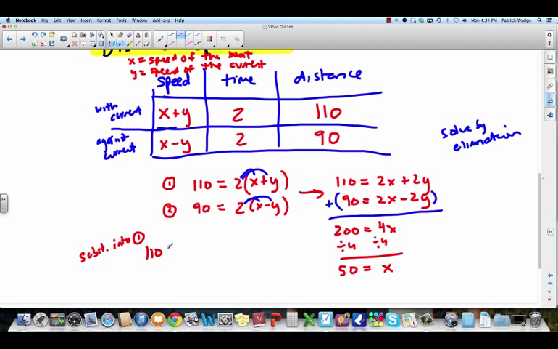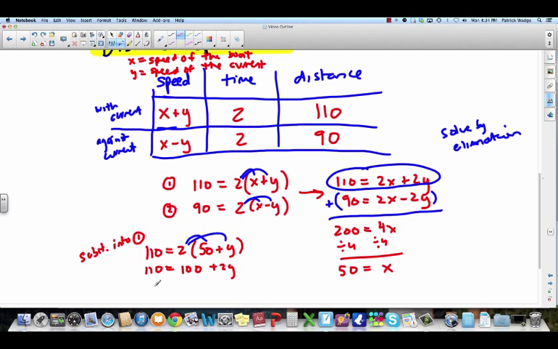Again, I like avoiding subtracting signs, so I'll substitute into the first one. So I get 110 equals 2, x is 50, plus y. And again, I'll go and do this. I could have substituted into this one too, actually, but it doesn't matter. This is fine. So I get 110 equals 2 times 50 is 100, plus 2y. Subtract 100 from both sides, so you get 10 equals 2y. Divide by 2, you'll get y equals 5.